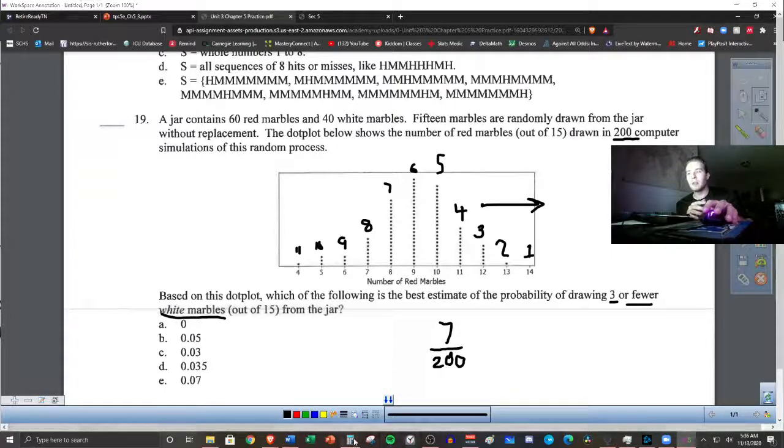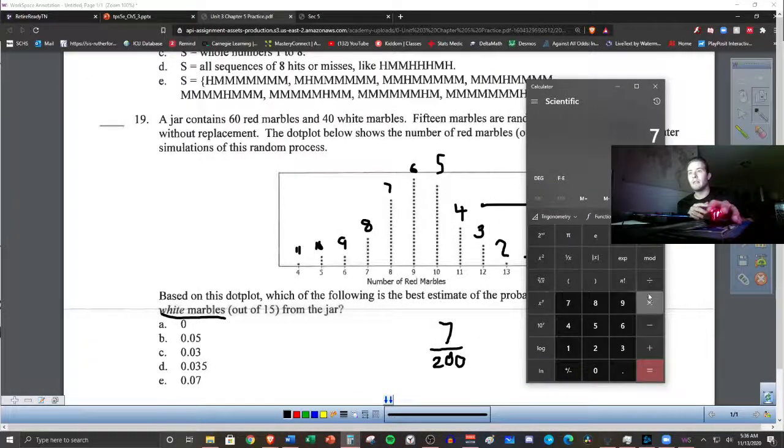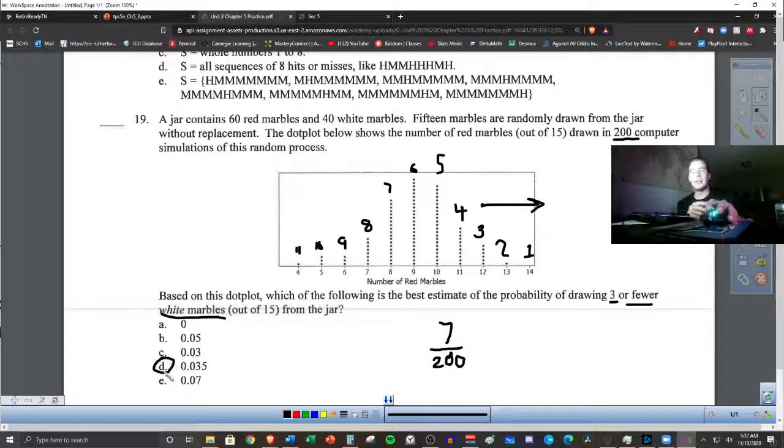So 7 out of 200, what do we get from that? 7 divided by 200 is 0.035. So D should be the answer to this problem. Hopefully that's helpful.